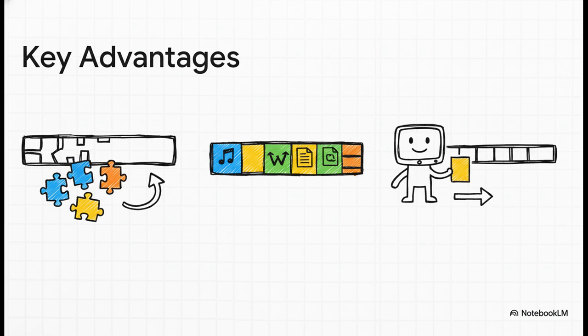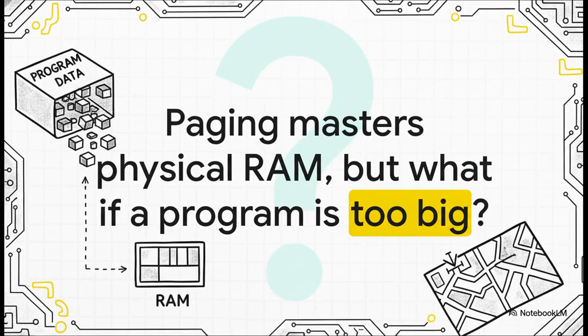Second, this is what makes modern multitasking possible. It lets dozens of programs, with all their scattered pieces, share memory at the same time without tripping over each other. And finally, it just makes the operating system's job so much easier. No more hunting for a perfect-sized block of memory. Any empty frame works. So, paging is this incredible system for mastering the physical RAM you have.